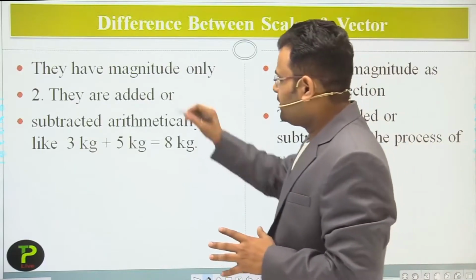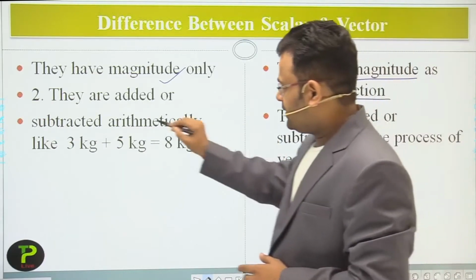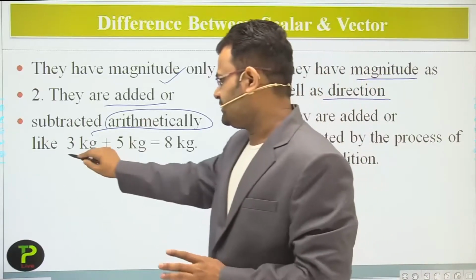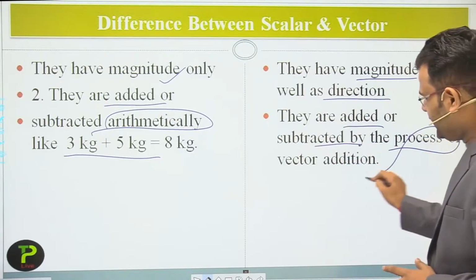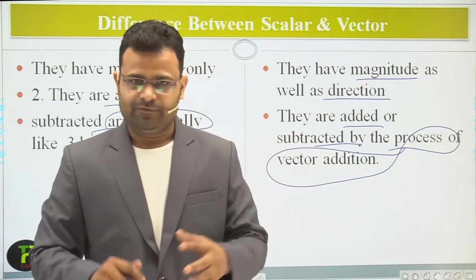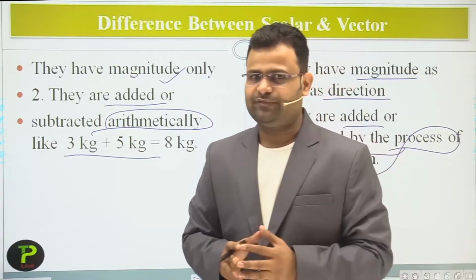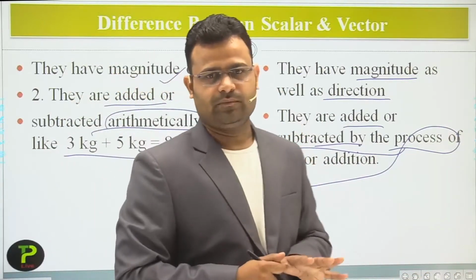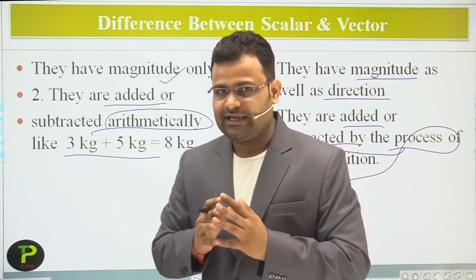Scalars have only magnitude, but vectors have magnitude as well as direction. Scalars are added and subtracted arithmetically, meaning normal algebra is used to add them, like 3 plus 5 is 8. But here, adding and subtracting all depend on the vector. All of it is the vector addition method, that is, vector algebra. We will discuss how we can add, how we can subtract and how we can multiply in vector form. But there is a basic difference. In further classes we will discuss the complete process of addition and subtraction. Okay students, that is the basic difference between scalar and vector quantities.